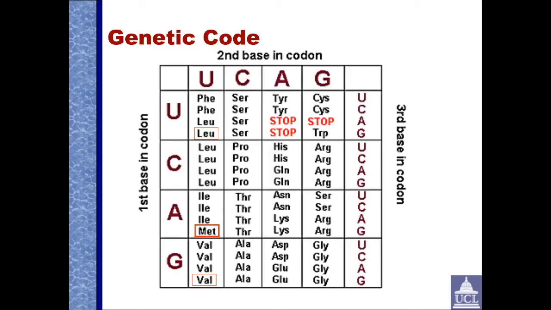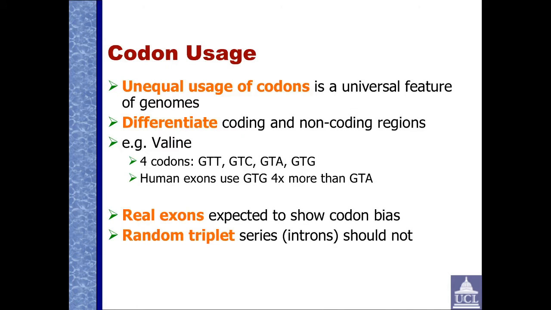Now, the genetic code has redundancy in it. So if we take, for example, leucine, there are 6 different codons coding for leucine. Valine here, there are 4, and so on. Now, it's a universal feature of all species that there are preferences for which particular codon is used. So we can differentiate coding and non-coding regions by looking for the frequencies of the codons, and regions that are using more common codons are likely to be the real coding regions.